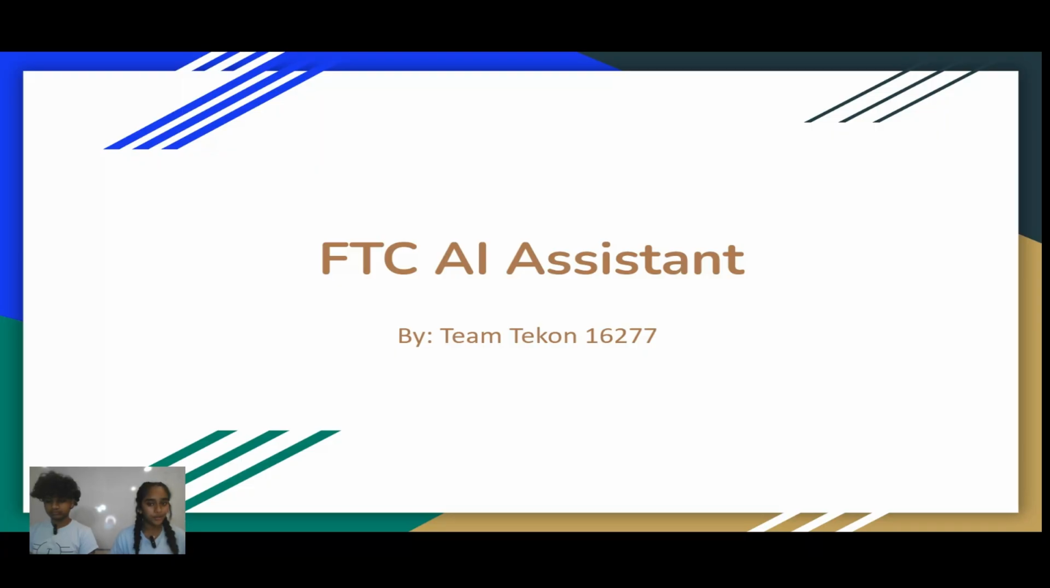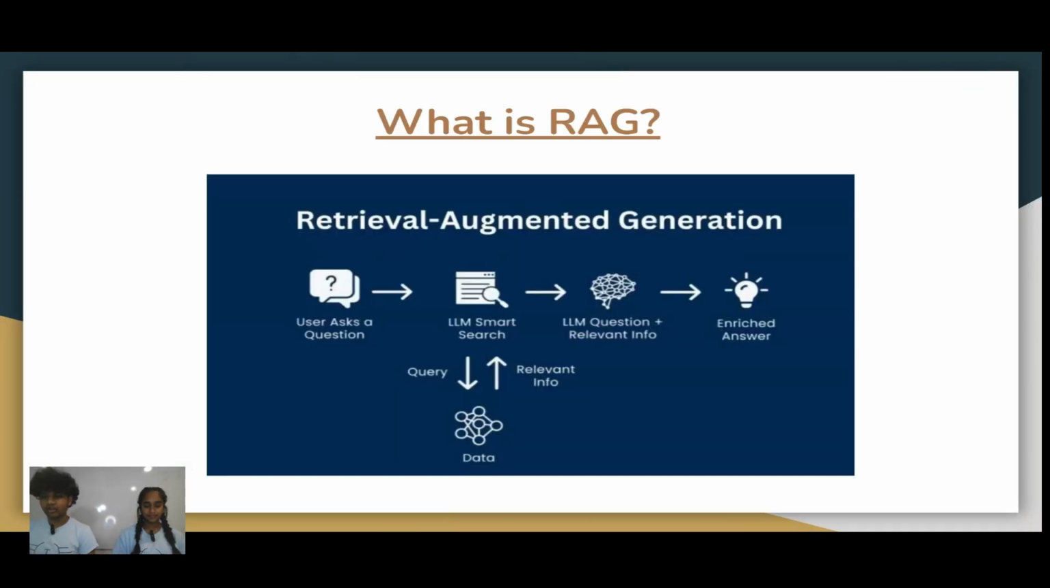Today, we're going to walk you through how we built our very own RAG FTC AI assistant. First, what's RAG? RAG stands for Retrieval Augmented Generation. It's a way of making AI smarter by letting it pull in information from a database or knowledge source before answering a question. Instead of relying only on what AI was trained on, RAG lets it search through relevant documents, retrieve the best context, and then generate an answer. That makes it more accurate and up to date.